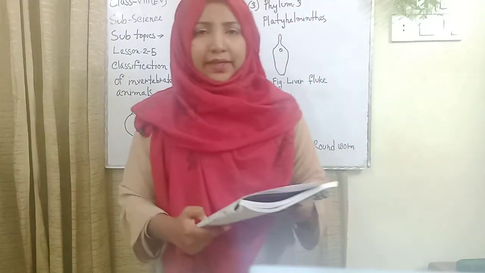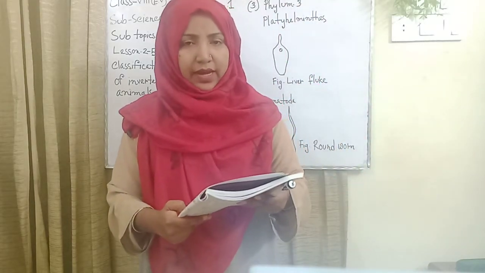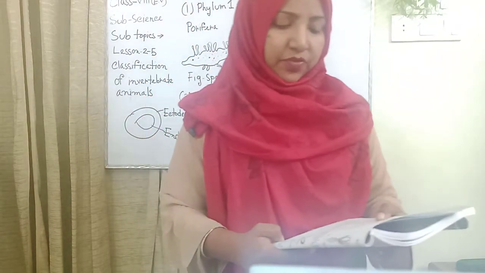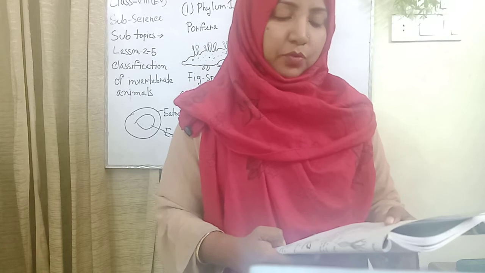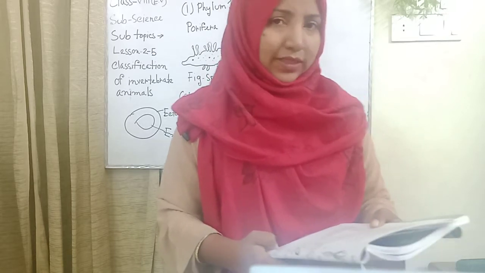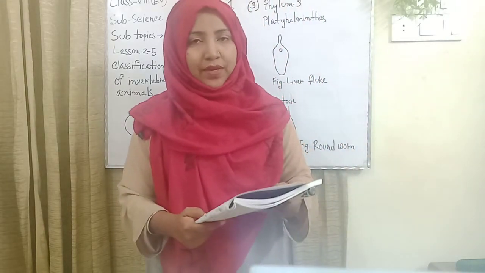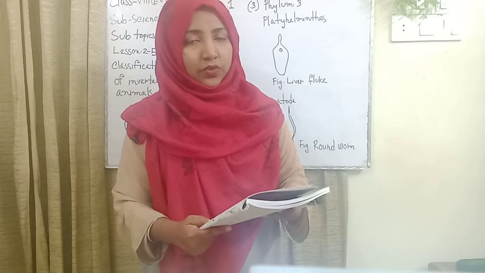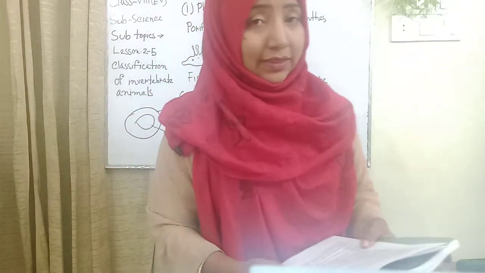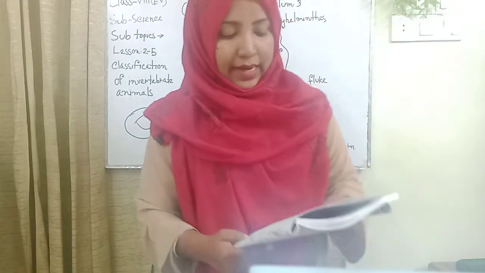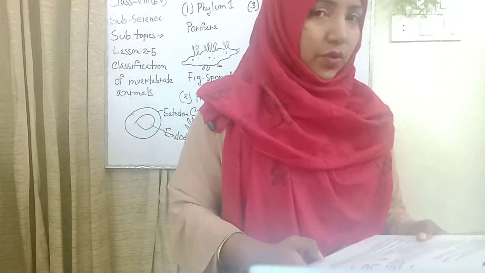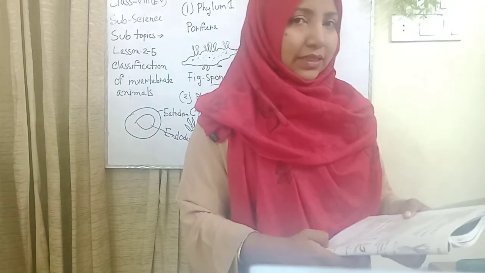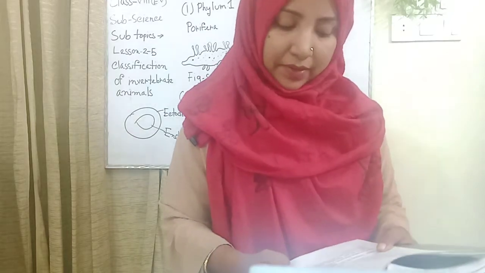Again, the general characteristics. First, the body is flat, bisexual and mostly parasitic. Do you know the meaning of bisexual? Bisexual means having both female and male organs. And second, they are ectoparasites or endoparasites. We know the meaning of ectoparasite and endoparasite.